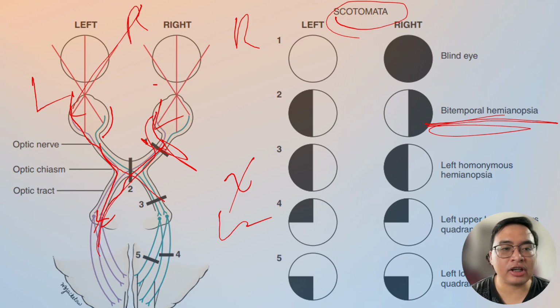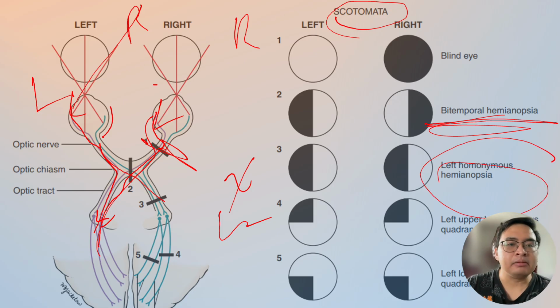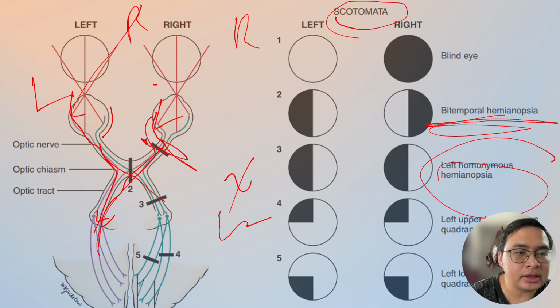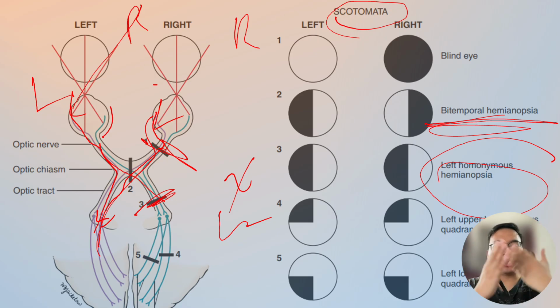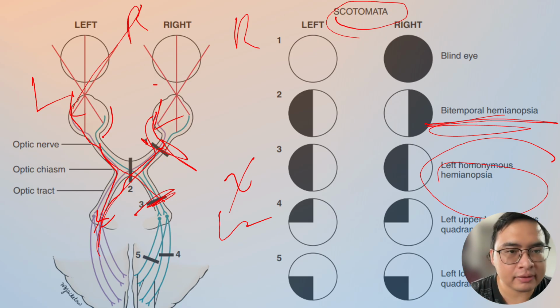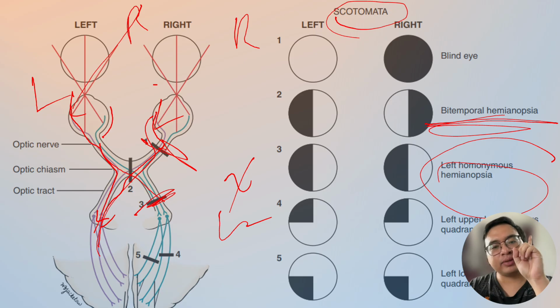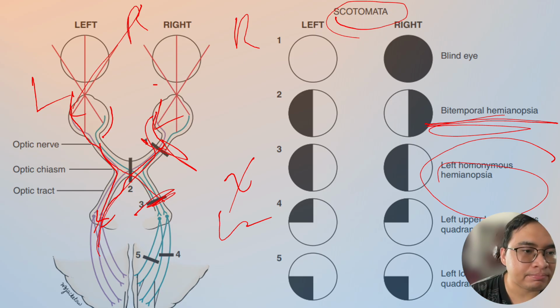Next, how about if you have left homonymous hemianopsia? Okay? Meaning you don't see things on the left side of your field. There, the problem could be here in the optic tract already because nagkaroon na ng crossover. Right? So you have problem receiving stimulus from the right side of your retina, whether it's in the right temporal retina or in the right nasal retina of your left eye. Okay?